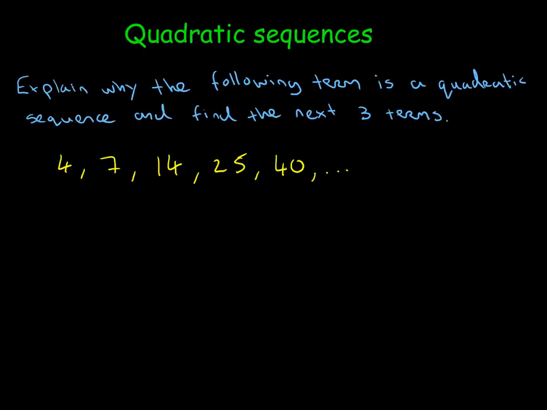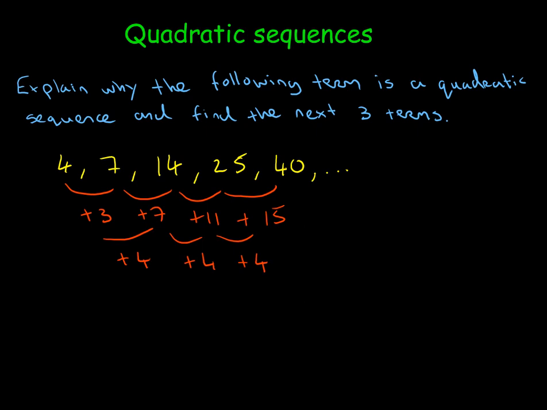So, quadratic sequence: explain why the following is a quadratic sequence and then find the next three terms. It's a quadratic sequence when the second difference is the same, or constant. You can see here it's going up 3, then 7, then 11, plus 11 and plus 15. That's our first difference. And your second difference is going up in 4s.